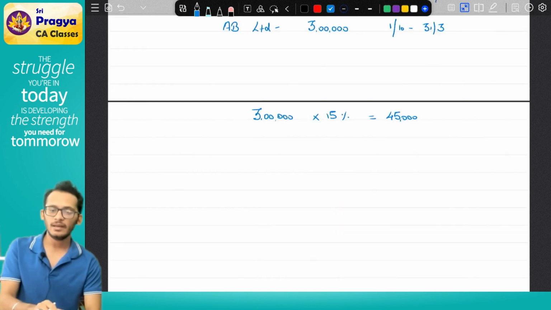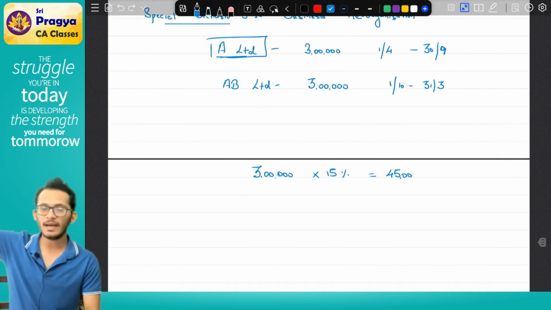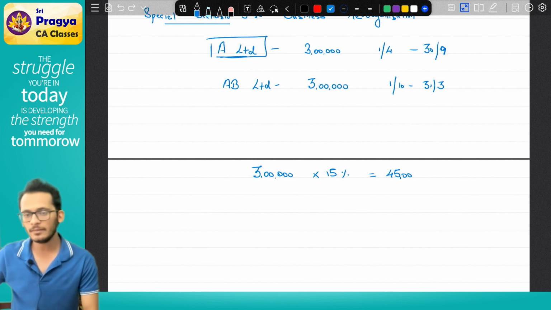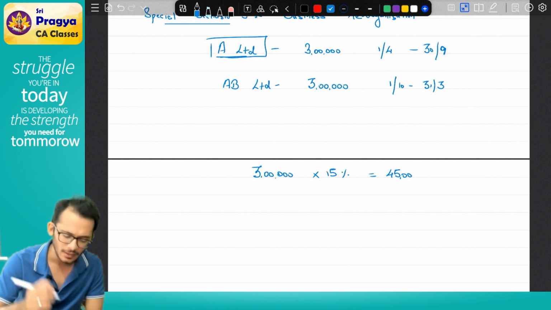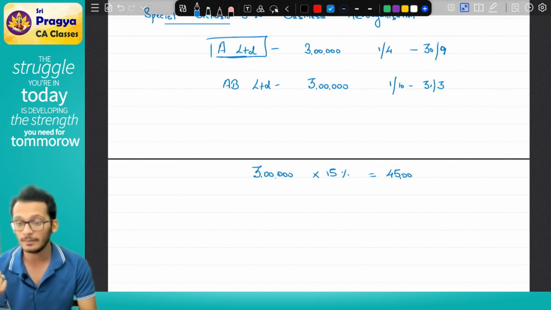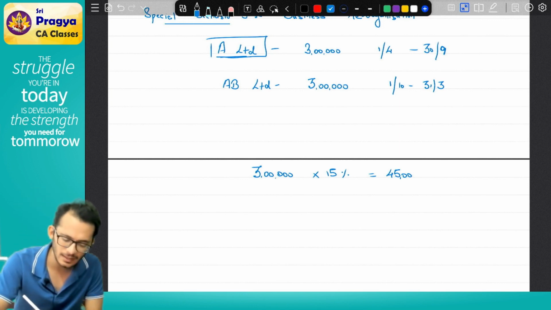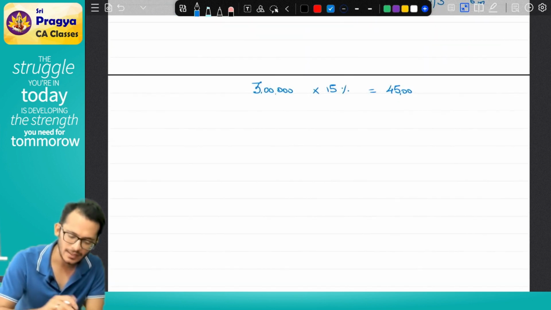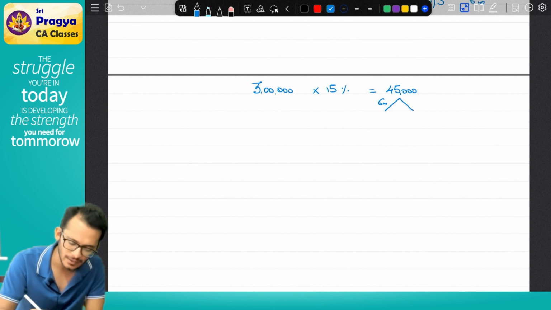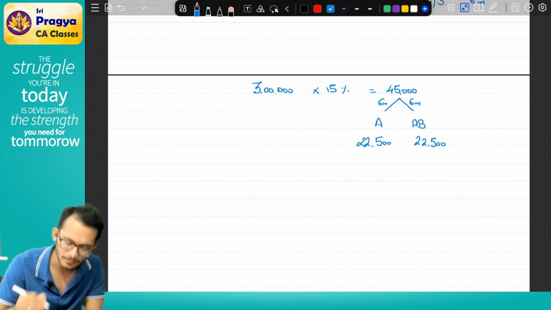Then tell me, for what period did A Limited have the asset and for what period did AB Limited have the asset? April, May, June, July, August, September. 6 months A Limited had it, 6 months AB Limited had it. Take the 45,000. 6 months depreciation will go to A Limited and 6 months depreciation will go to AB Limited, which means 22,500 will be claimed as a deduction by A and 22,500 will be claimed as a deduction by B.